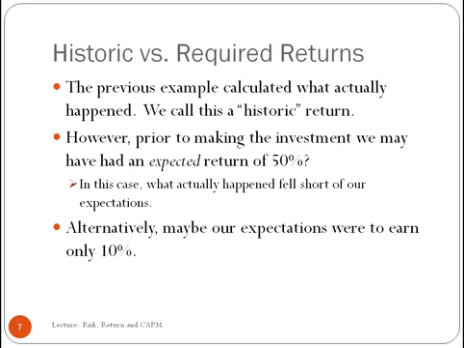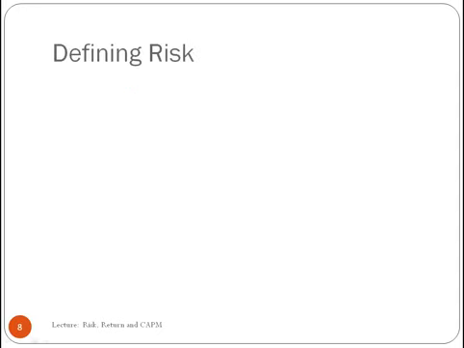Alternatively, maybe our expectations were to earn only 10%, and in that case, we exceeded our expectations. Right? So we earned 34% return, and if we had expected something higher, then we fell short. If we expected something less, then we did well. So that kind of gives us a hint of how we're going with risk, how this relates to measuring up to our expectations. So now let's use these concepts to help us define risk.